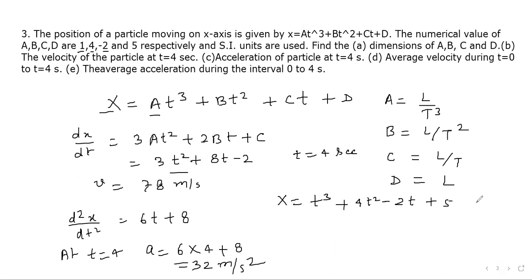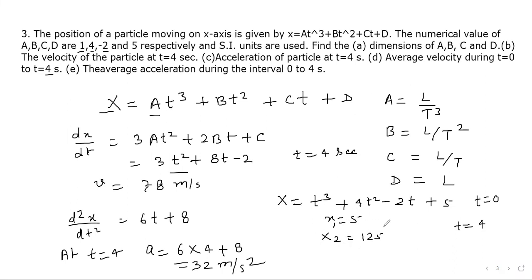Now, when t equal to 0, then we will get x equal to 5. And then when t equal to 4 second, because till 4 second we have to find out, then x will be, let's write it x2, so x2 will be 125. And time is 4 second.